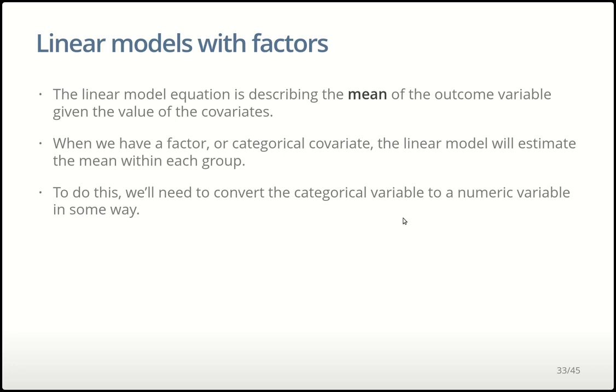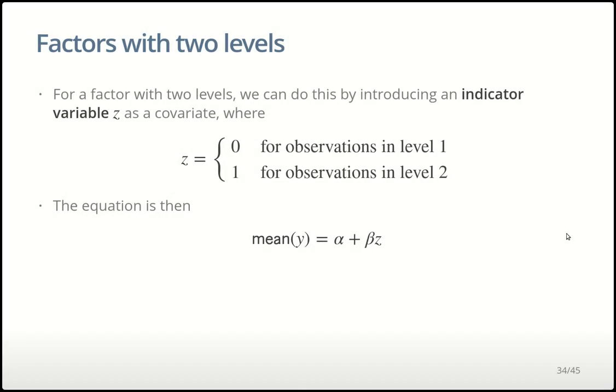Okay, so the linear model would estimate the mean in each group. To actually put it into a model where we can write down an equation, we need to be able to convert the categorical variables into numeric variables in some way, and we do that through indicator variables. Okay, so the simplest case is where your categorical variable just has two groups. If you've got two groups, then what we do is we introduce an indicator variable z, which is 0 if you're in the first group, and 1 if you're in the second group.